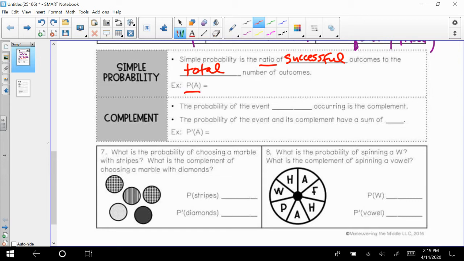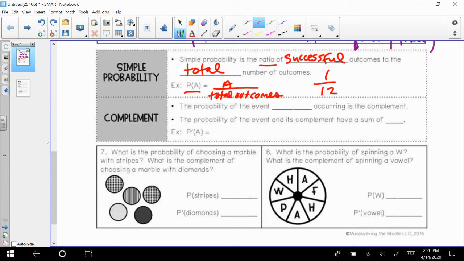Capital P stands for probability, and then in parentheses is the event that you want to happen. So for example, I would say, what's the probability of A happening? Well, the probability of A happening depends on how many chances or how many situations there are available for A to happen out of the total outcomes possible. For example, if there's a total of 12 outcomes and A is only one of those situations, then I would say the probability for A to happen is 1 out of 12.